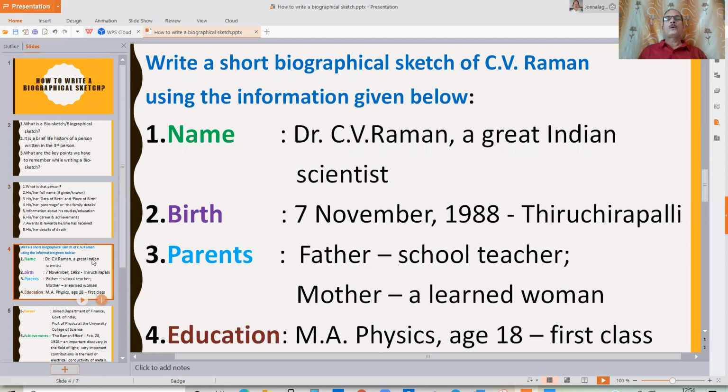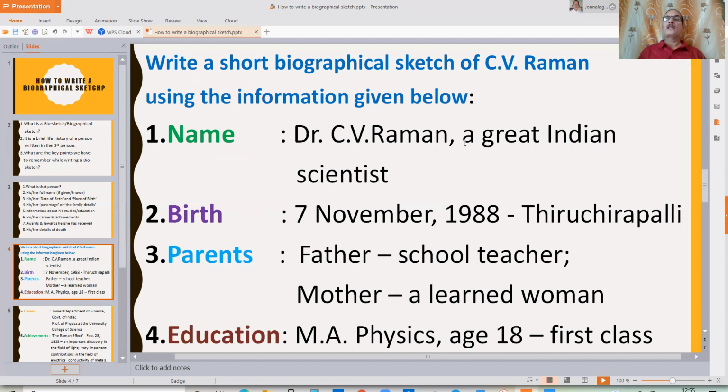Here, I have prepared some hints based on the profile or bio sketch of Dr. C.V. Raman. First of all, what are the points that are included in the clues? For example, number one, name. Here, the name of that person is Dr. C.V. Raman. What is he? A great Indian scientist. So, the person's name is there.